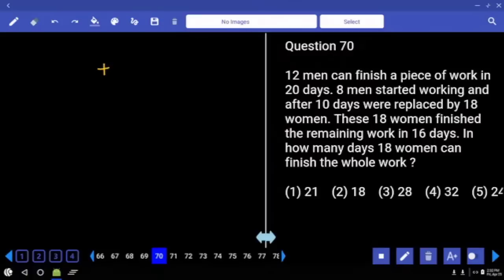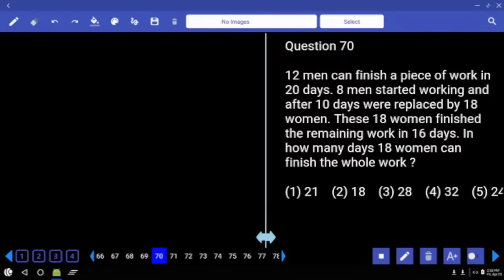Number 1, work done by men. Number 2, work done by women. Work done by men and work done by women will be equal to total work. Total work is always equal to 1. In terms of percentage, 100%. 100% meaning fractional value 1.